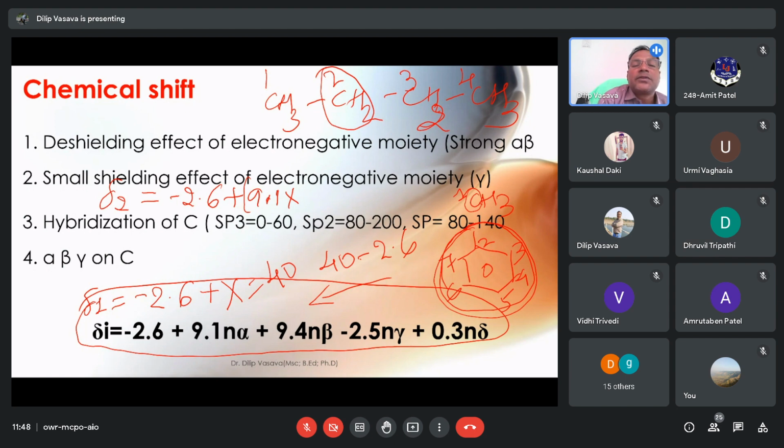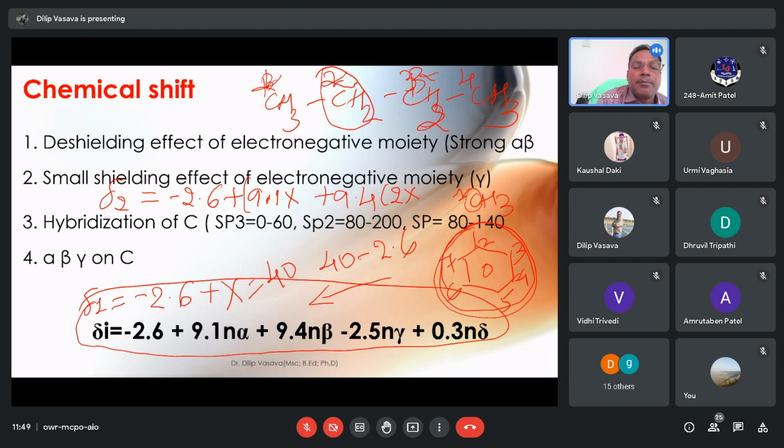Alpha carbon atom. So this is the carbon, and the neighboring one can be alpha. The carbon to which a functional group is attached can be considered as alpha. And beta, so beta dash, so 2; alpha is only 1, so plus 9.1 into 1, plus 9.4. How many beta are there? 1 and 2, so 9.4 into 2.